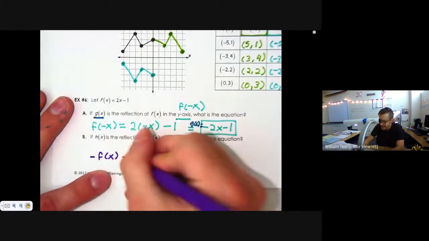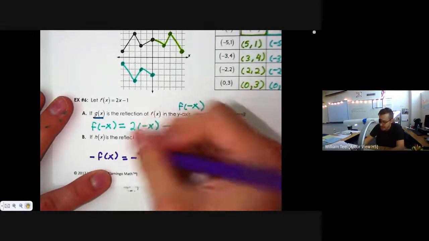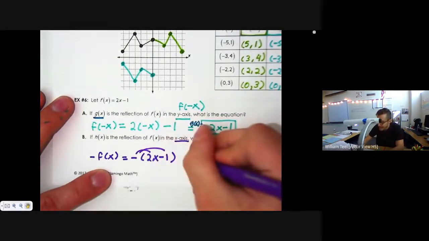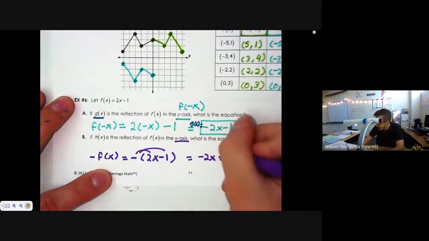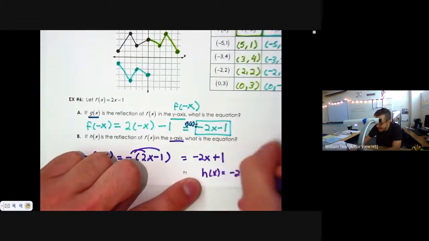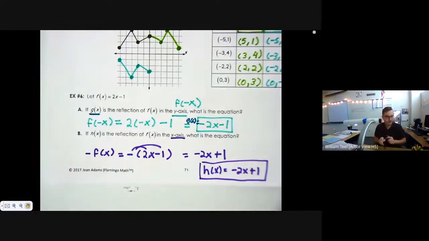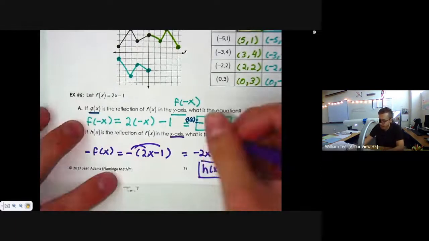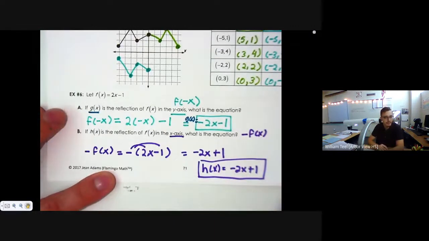So I'm going to say negative, 2x minus 1. So I'm going to distribute that negative to both terms. And I'm going to have negative 2x. And then negative 1 times negative 1 is plus 1. So I'm saying h of x is equal to negative 2x plus 1. And this is my reflection across the x-axis. Okay? So once again, for part A, we're looking at f of negative x. For part B, we're looking at negative f of x. All right, let's go ahead and move to the next page.